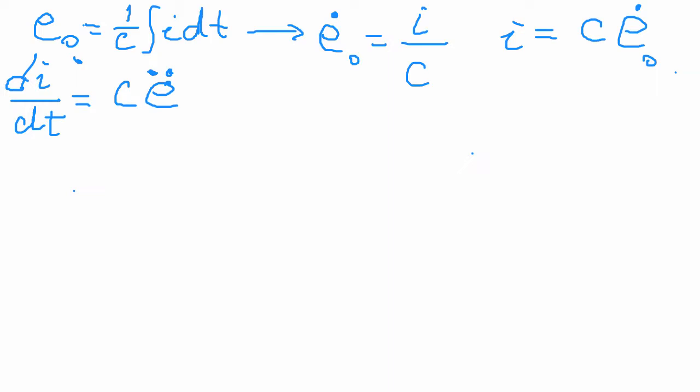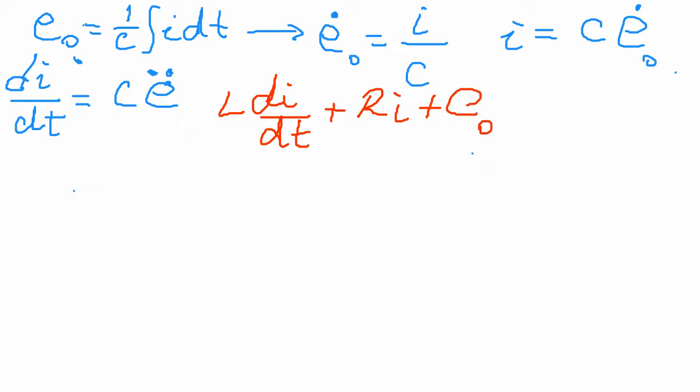Then if you come to our original equation, L di/dt, the original equation was this one: L di/dt plus Ri plus EO, which is equal to, sorry, EI. That was our original equation.